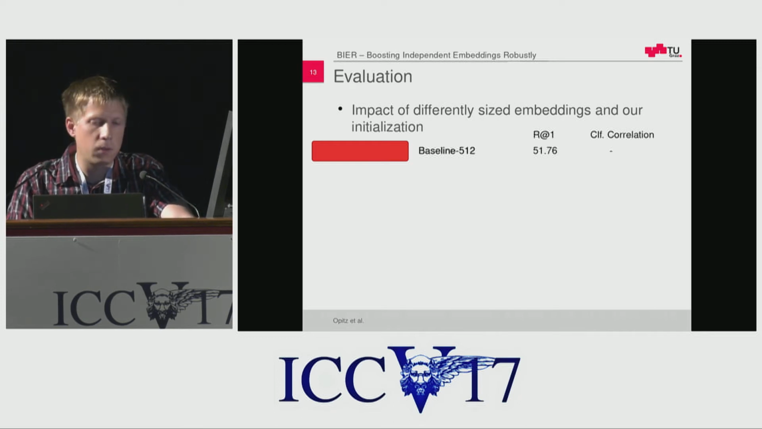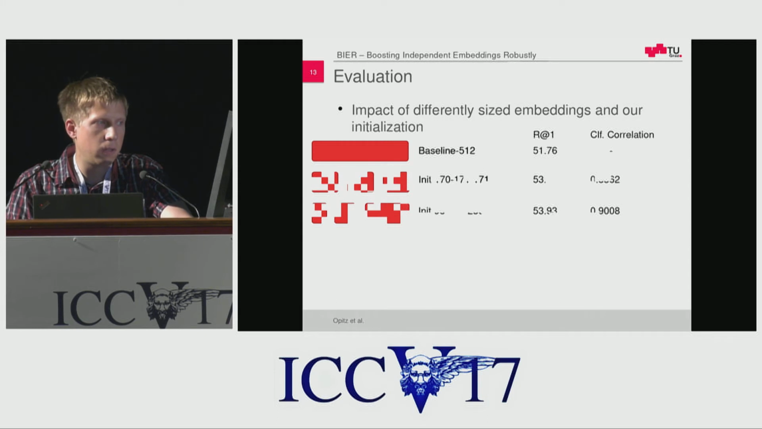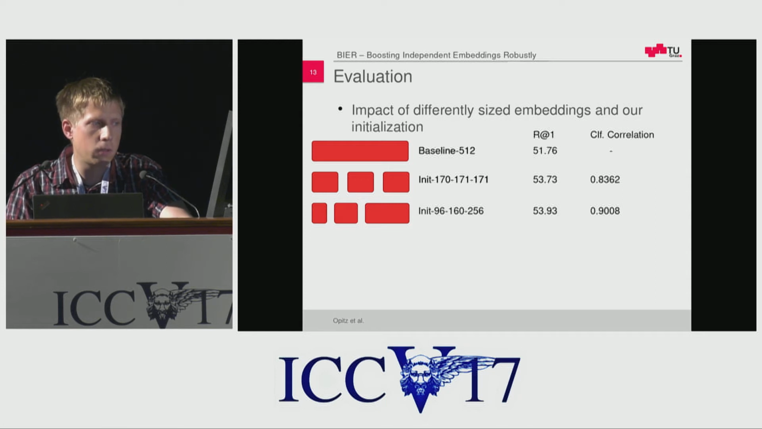So yeah, what did we try out? We first evaluated our method on this CUB dataset and compared it to a baseline. A baseline with an embedding of size 512 achieves an accuracy of about 51.76%. What we then tried out is to split this large embedding into groups, into several learners, and initialize the embedding basically with our initialization method.